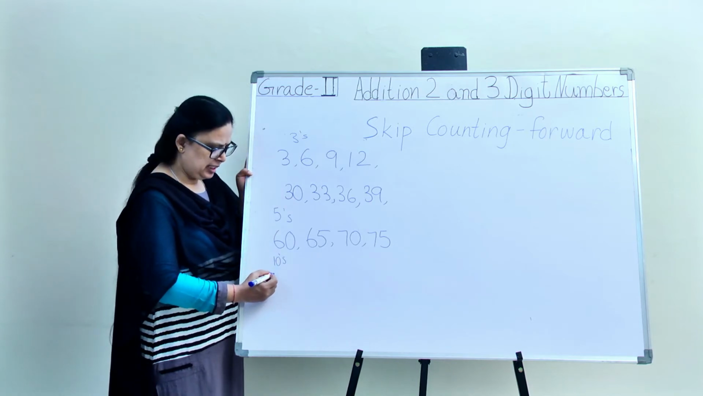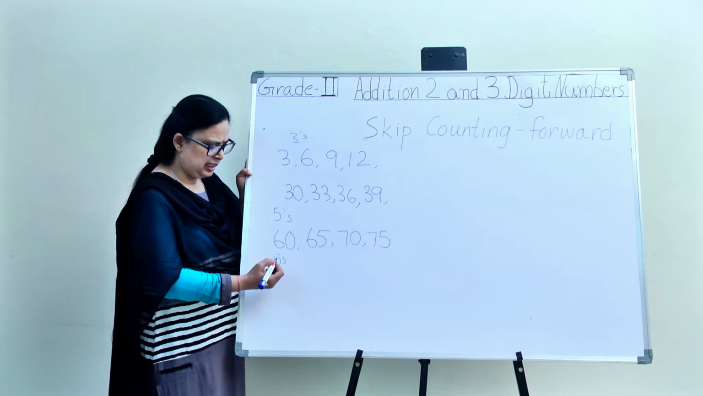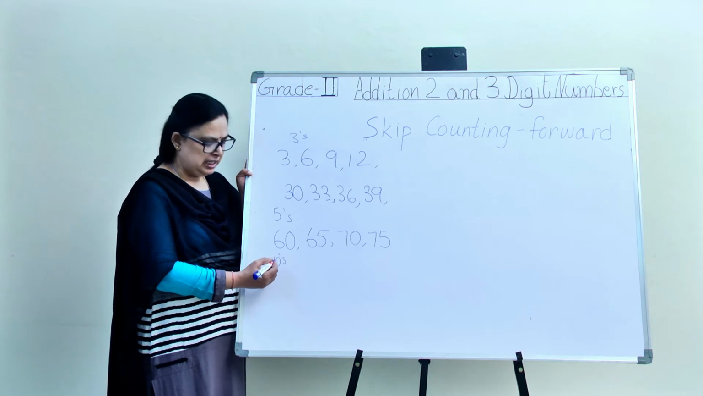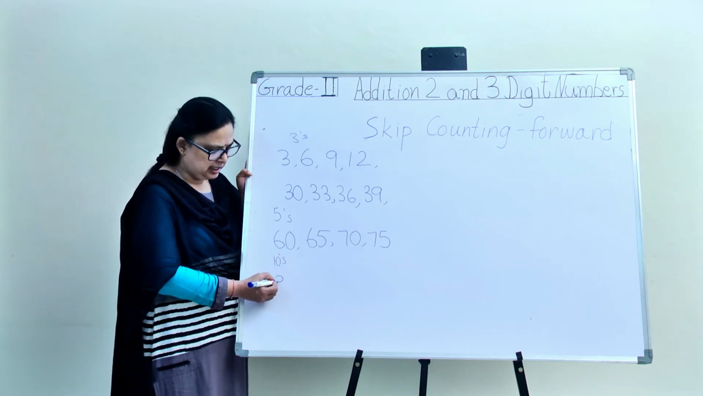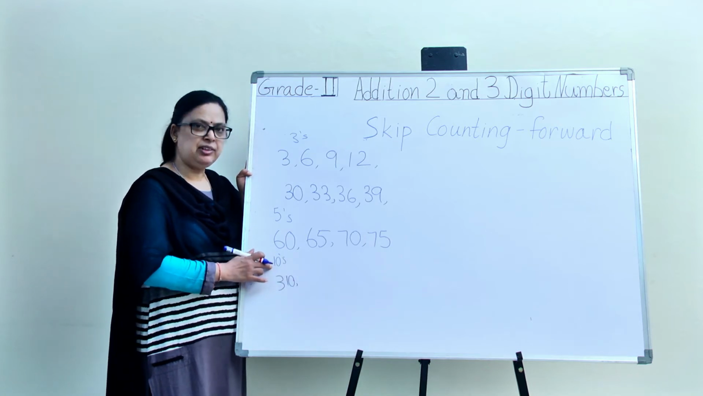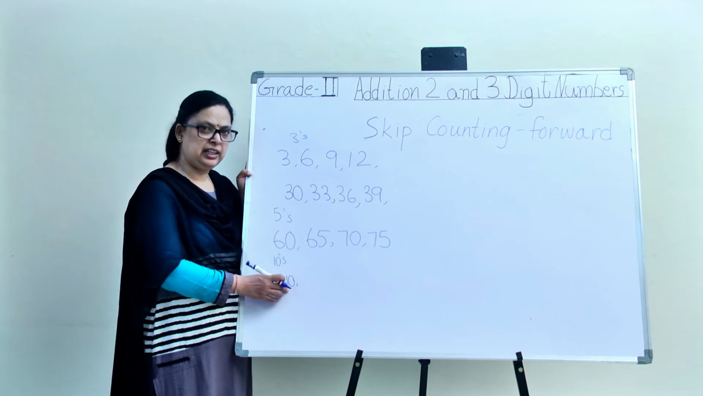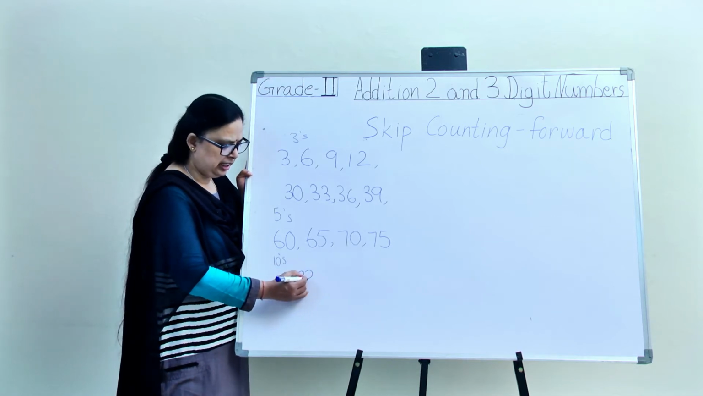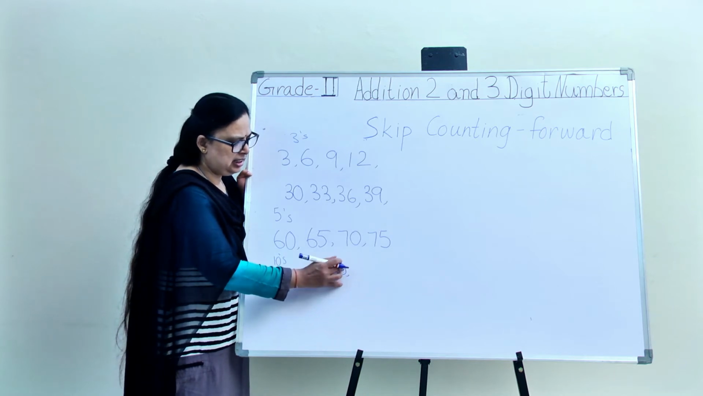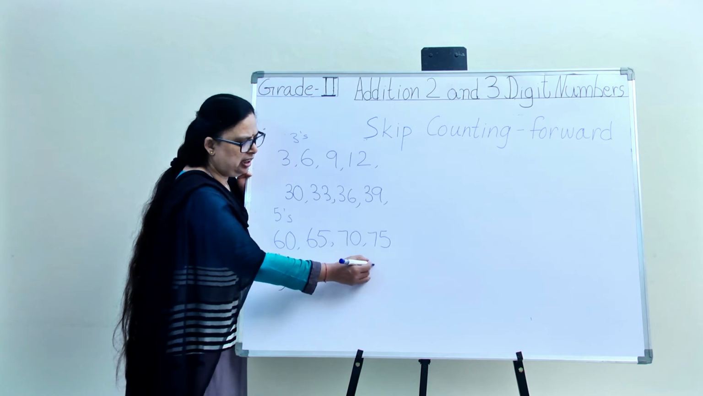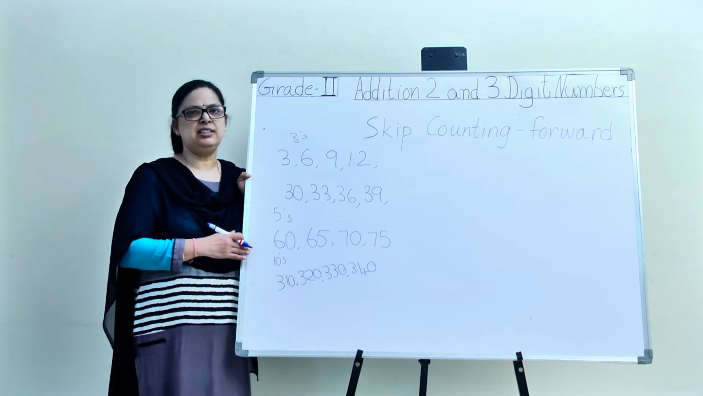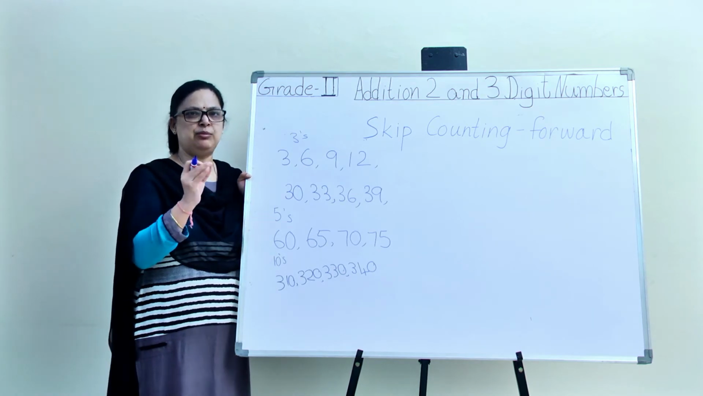Now let us take a 3-digit number. We have done 2-digit numbers over here, so we will take one more, a 3-digit number, like 310. So I am doing skip counting by tens: 310, 320, next 330, next 340, and so on. Did you understand, children? This is very easy to do. The only thing is you must count those numbers and do it.